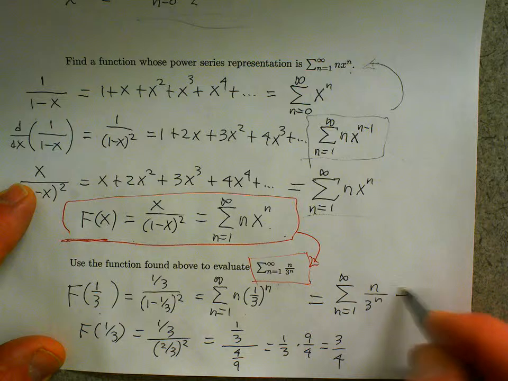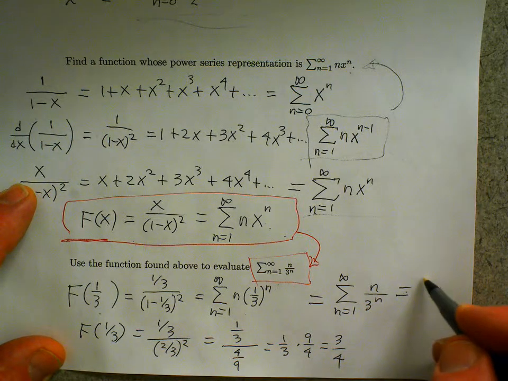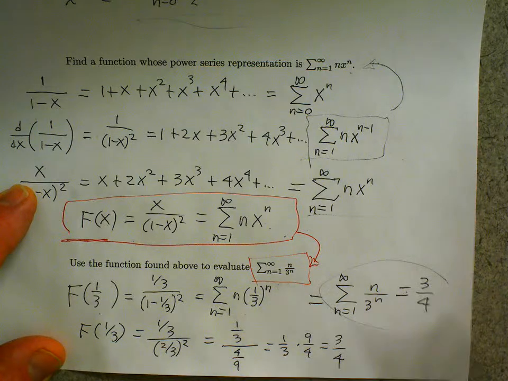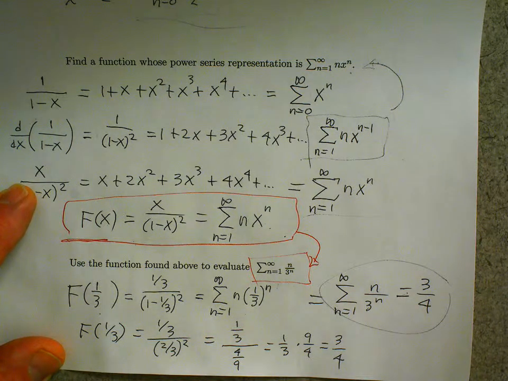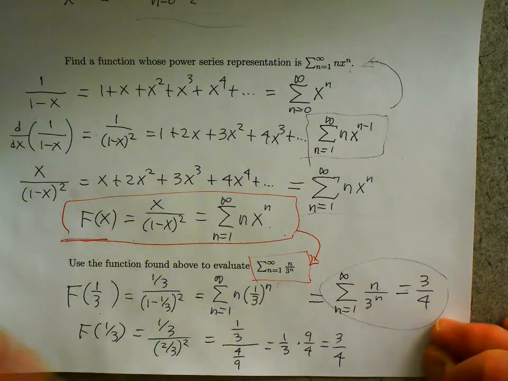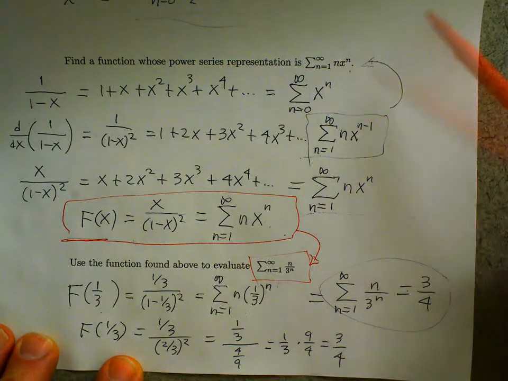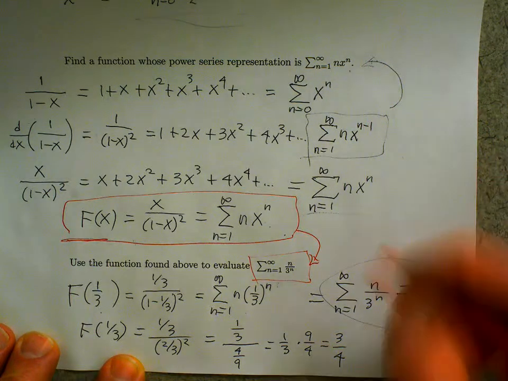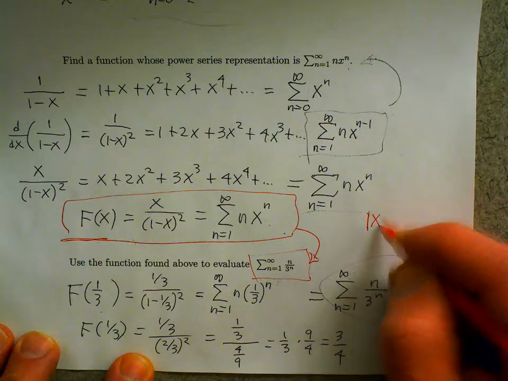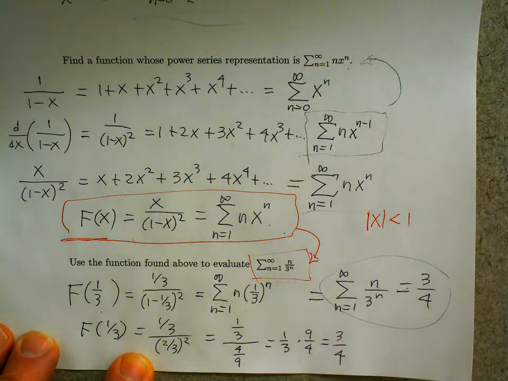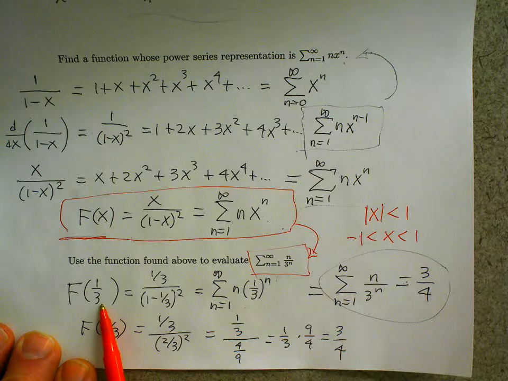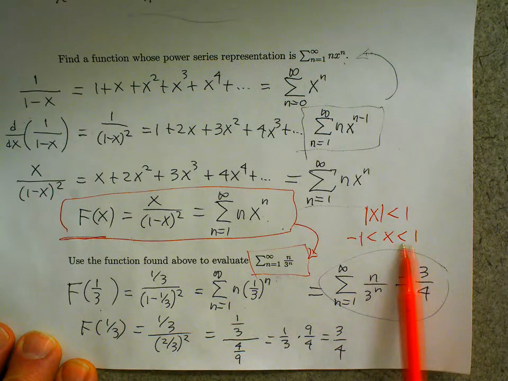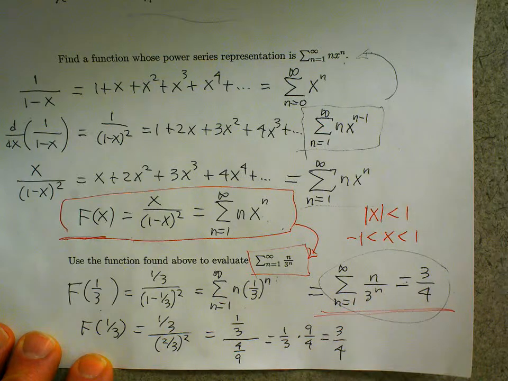Okay, so the value of this infinite series is the number 3/4. As a reminder, the radius of convergence is 1. So the interval of convergence, the absolute value of x, is less than 1. So this series converges when the values of x are between -1 and +1. And when x is 1/3, 1/3 is in that interval, so we can be certain that this is the value of this series.